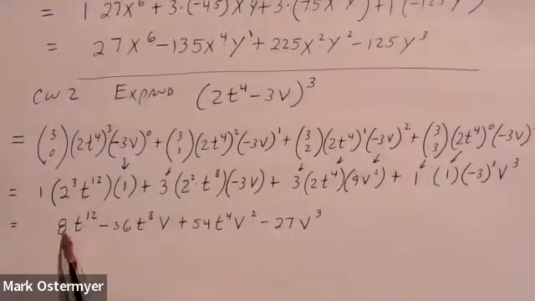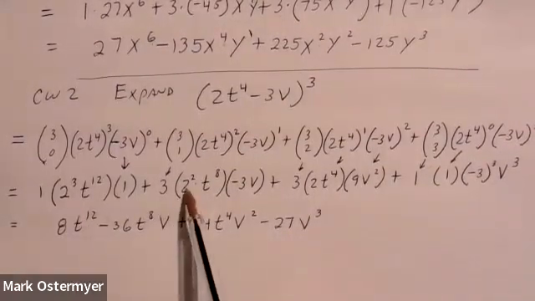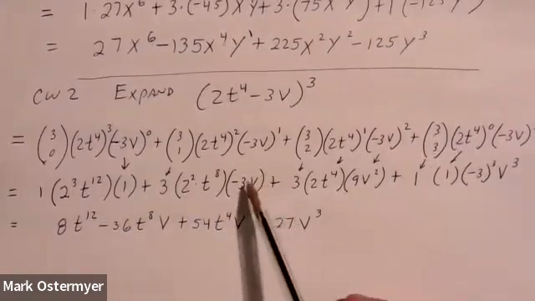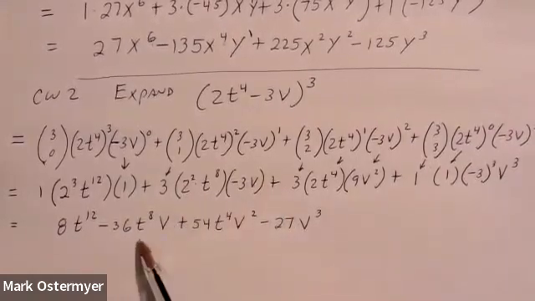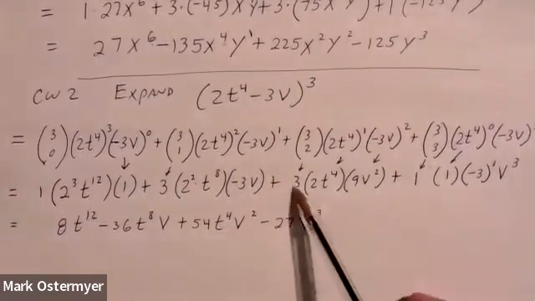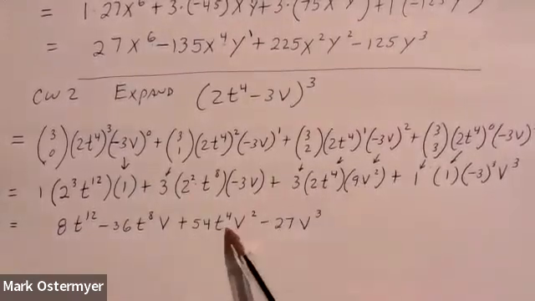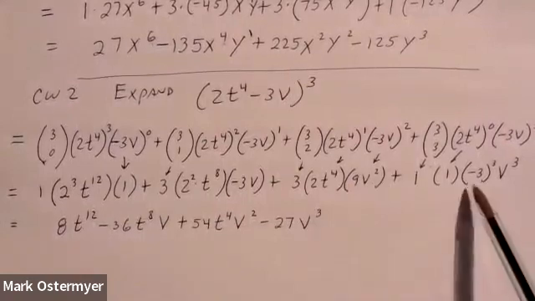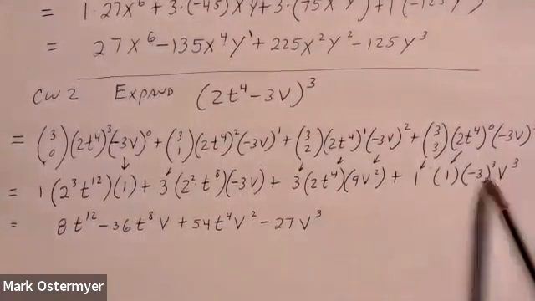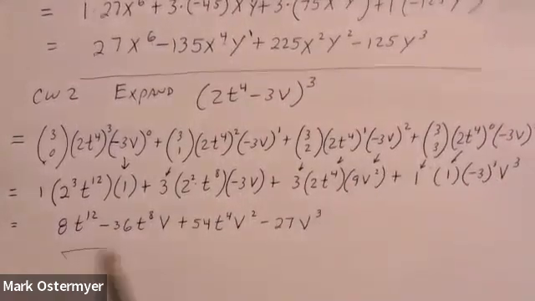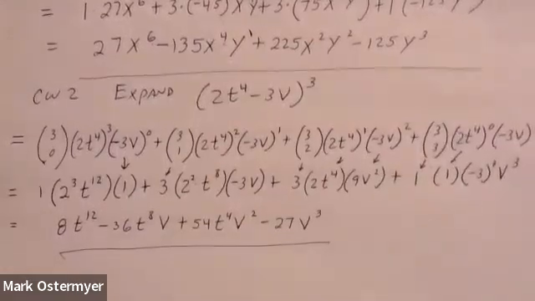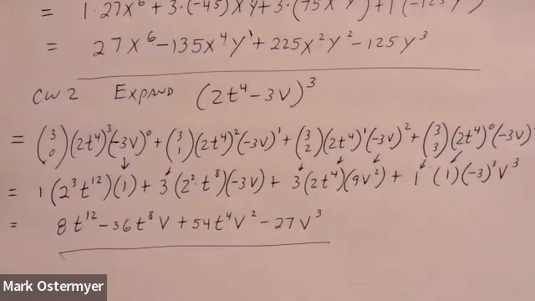This is going to be 8t to the 12th. 3 times 4 is 12 times -3 is -36 t to the 8th v. 3 times 2 is 6 times 9 is 54 t to the fourth v squared. And -3 cubed is -27v cubed. Did anybody get this here for that expansion? Yeah. Anybody get that?